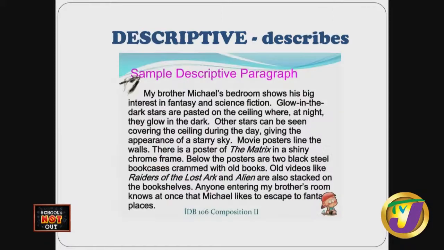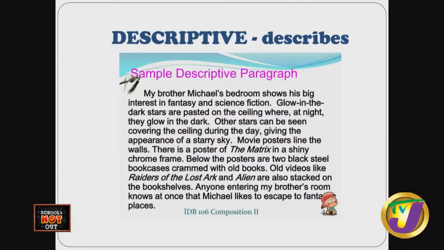Let us look at the sample for descriptive writing. My brother Michael's bedroom shows his big interest in fantasy and science fiction. Glow-in-the-dark stars are pasted on the ceiling where, at night, they glow in the dark. Other stars can be seen covering the ceiling during the day, giving the appearance of a starry sky. Are you imagining that room?